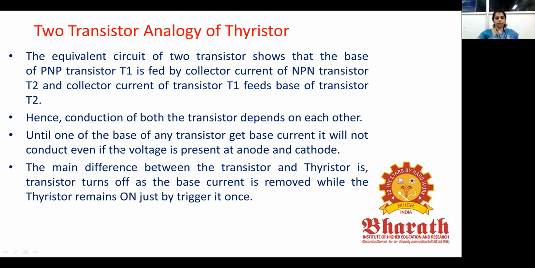So until one of the base of transistor gets the base current, it will not conduct even if the voltage is present at the anode and cathode. The main difference between the transistor and thyristor is the transistor turns off as the base current is removed. So in a transistor, we have 3 terminals: base, collector and emitter. Once the base current is removed, the transistor will go off immediately. Whereas in case of a thyristor, it will not turn off immediately.